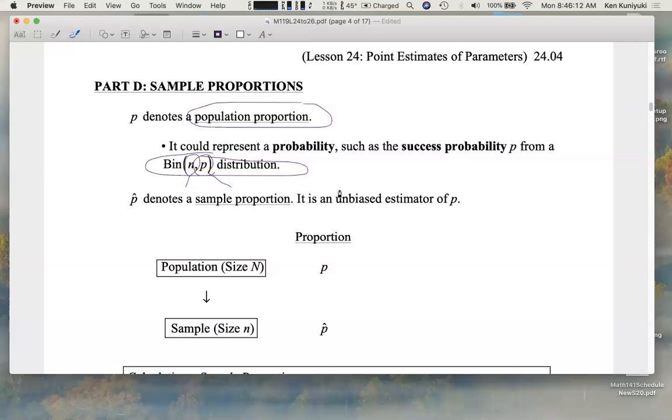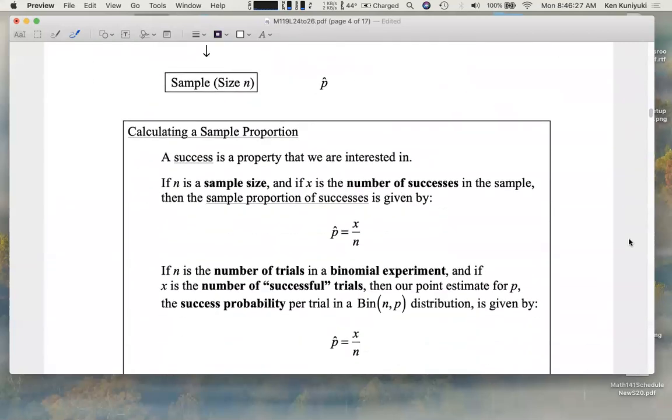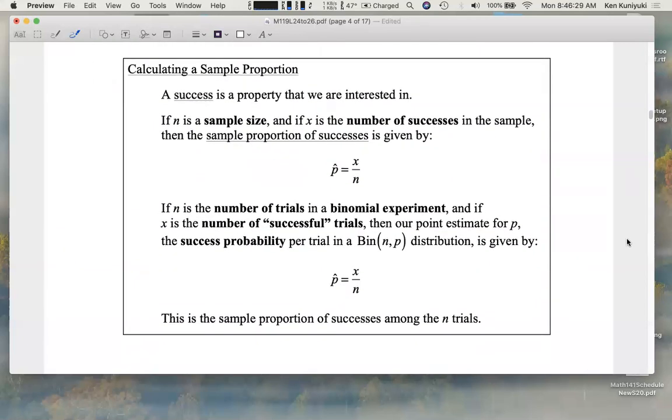So we're going to reverse the problem. We're going to ask the inference question. Based on sample data, what can we infer about a population parameter, like this probability in a binomial n, p distribution? So to reiterate, we can think of p hat as representing a sample proportion to estimate a population proportion or probability.